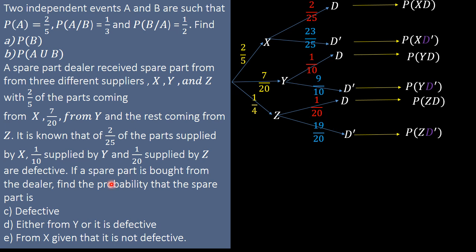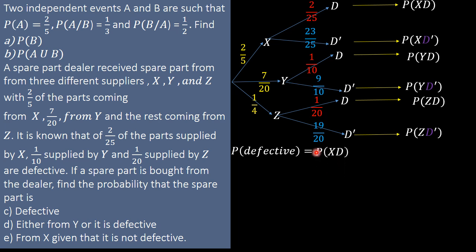Good. So let's now start scoring the marks. They want us to find the probability that the spare part is defective. The question did not specify the supplier, so we are going to consider all the cases. The defective part can come from supplier X, supplier Y, or supplier Z, so we are going to examine everything.